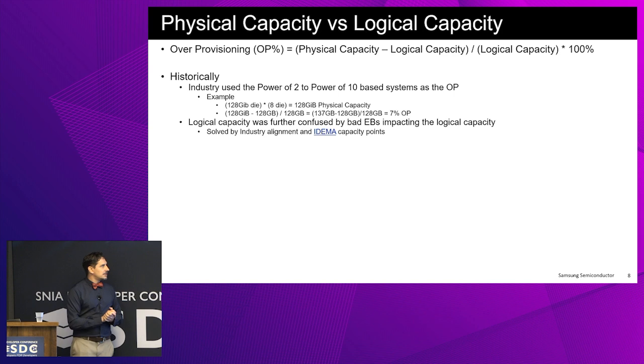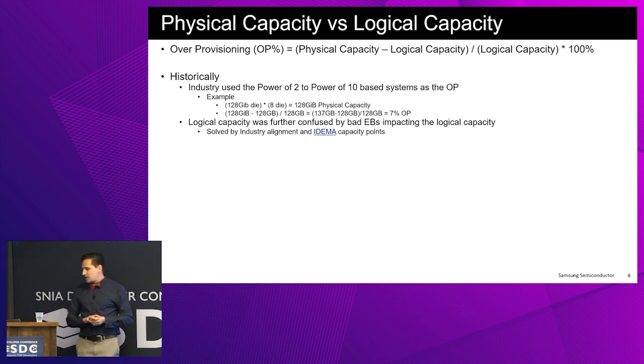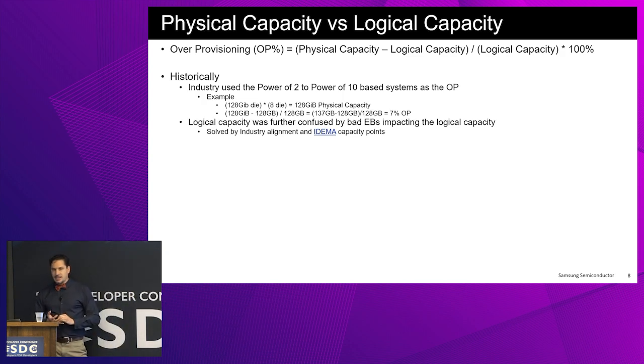Historically, you could look back and say, okay, we're going to have 8 128-gigabit die, and you have 8 of them, so we have 128 gigabytes of physical capacity. Then we can move that over to a 7% over-provisioned drive by saying 128 gigabytes versus 120 gigabytes, sorry, is where we get this nominal marketing 7% OP.